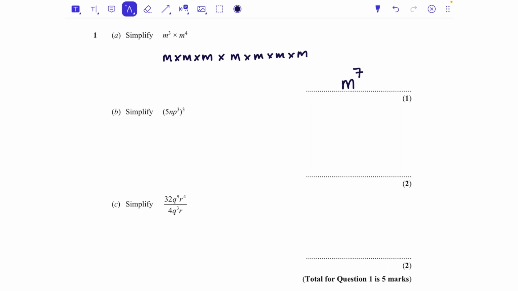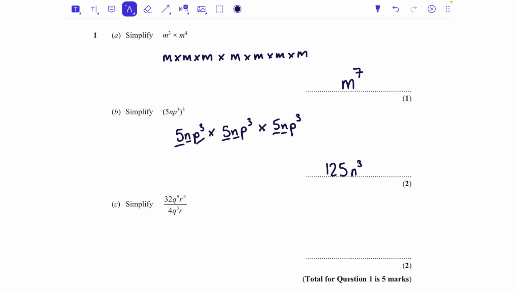Now 5np cubed, all being cubed, means we're going to do 5np cubed times 5np cubed times 5np cubed. We are cubing it, so we're timesing it by itself and then timesing it by itself again. So the 5 times the 5 times the 5, that makes 125. And then I've got n times n times n, which is n cubed.